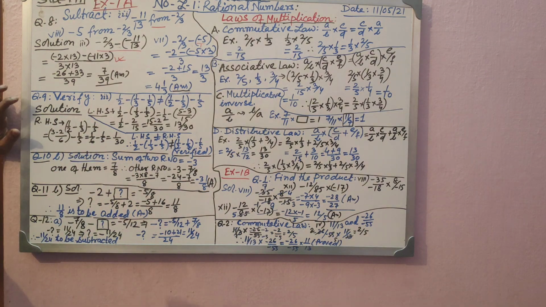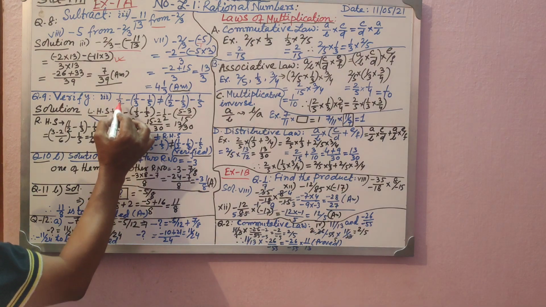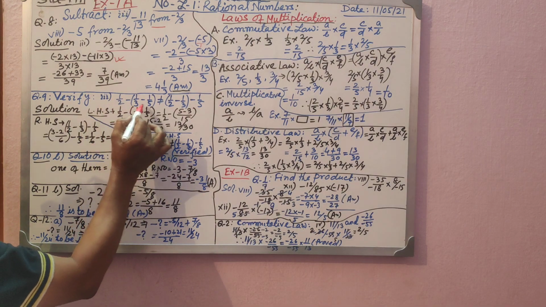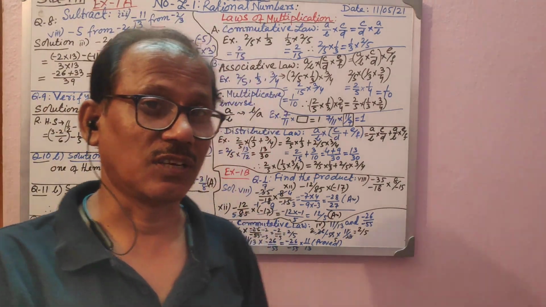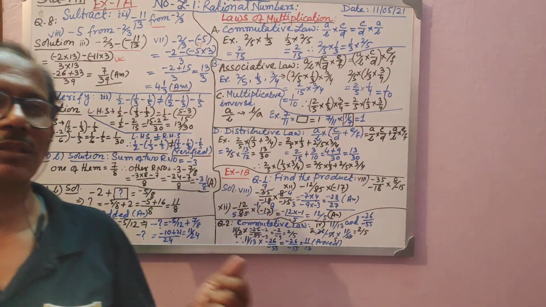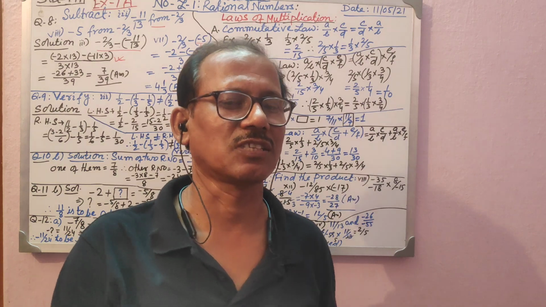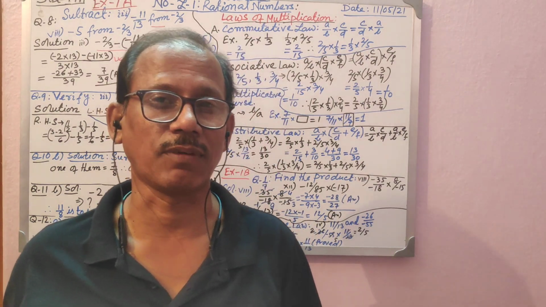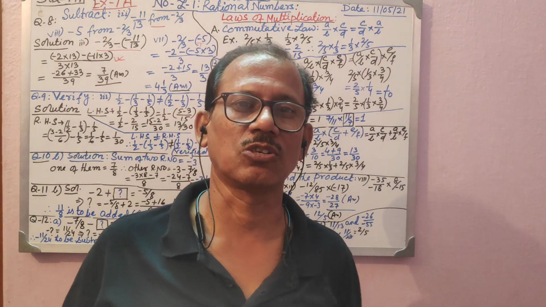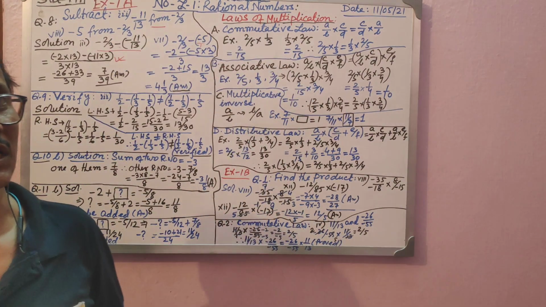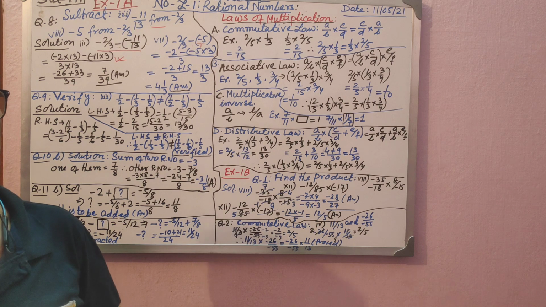Now I move on to question number 9. You have to verify. What you need to verify? See, I have taken question number 3 of it. This is the associative law of subtraction, and we have learned, when I sent you the video for all the laws of addition and subtraction, that the associative law of subtraction does not satisfy. Subtraction and division do not satisfy. So subtraction is not associative.